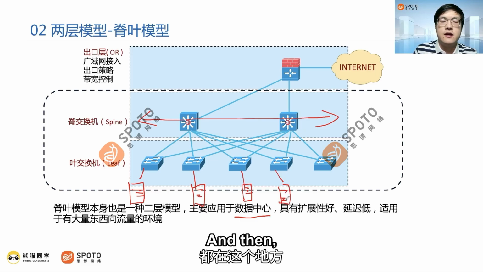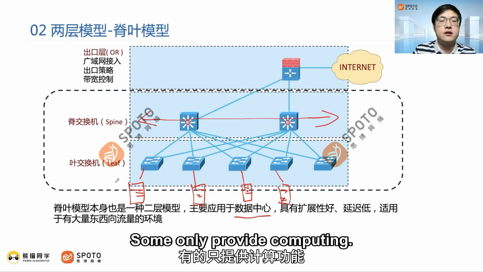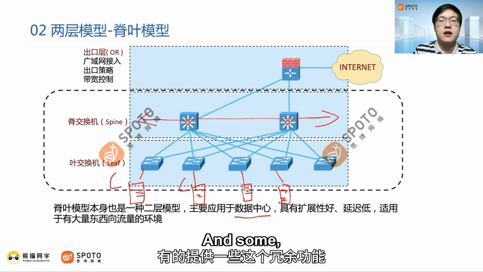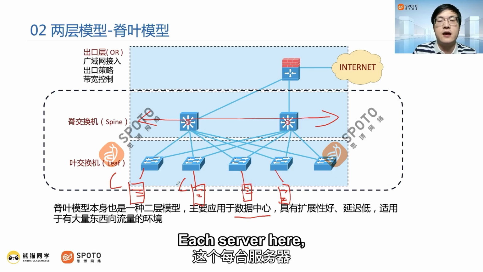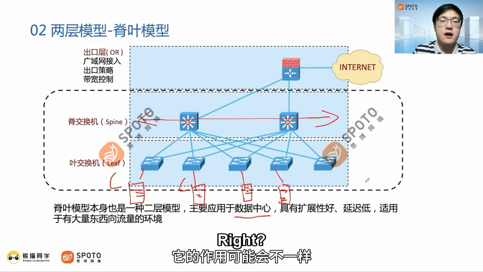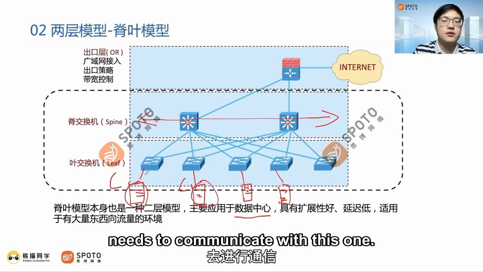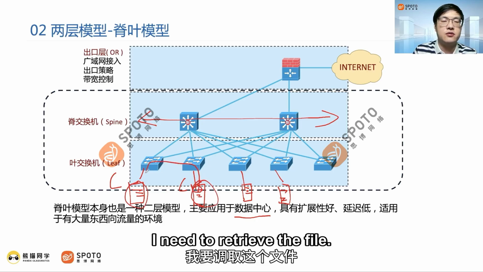They are all here. And each of our servers, its role will be different. Some only provide computing, while others provide storage, and some provide redundancy features, or data processing, and so on. Each server here has its own role, so there will be frequent communication. For example, this one needs to communicate with this one. I have files stored on this storage server, and from this storage server I need to retrieve them.